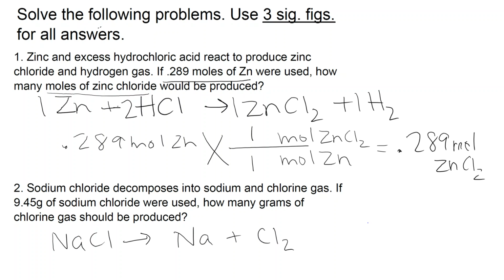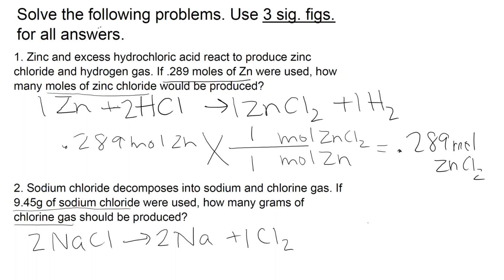To balance this equation, we have 2 chlorines on the right-hand side, so we need to put a 2 out in front of the NaCl, which gives us 2 Na's, so we have to put a 2 in front of the Na, and now we should be balanced, so we can fill in a 1 in front of the Cl2. In this problem, we were given 9.45 grams of sodium chloride and asked how much chlorine gas should be produced. If you're following along in your mole roadmap, this would be going from grams of A to moles of A to moles of B to grams of B.